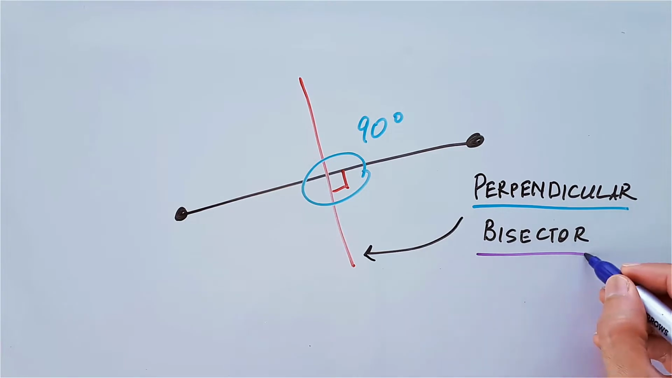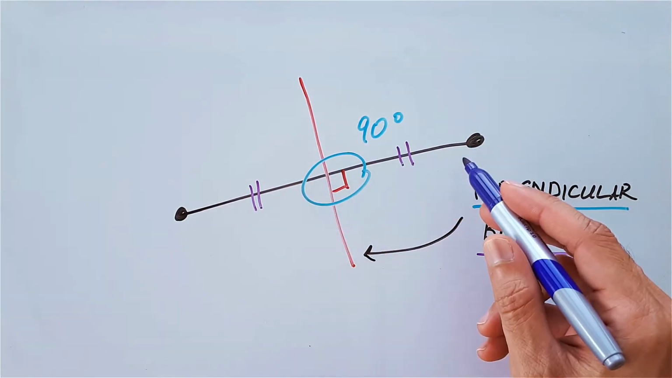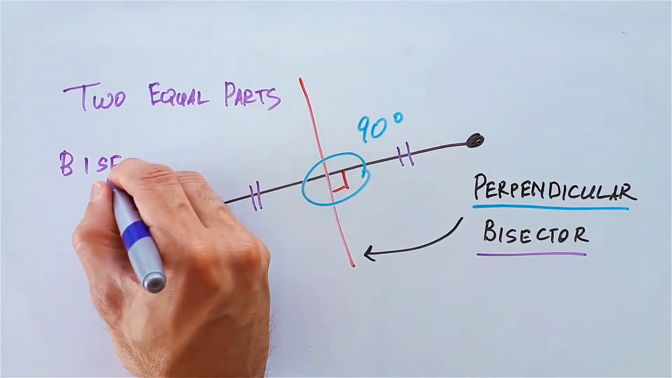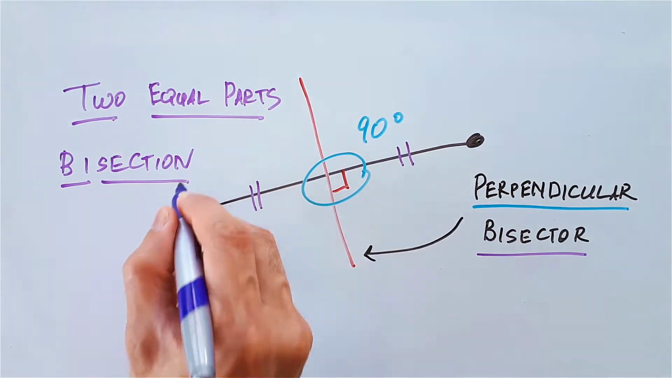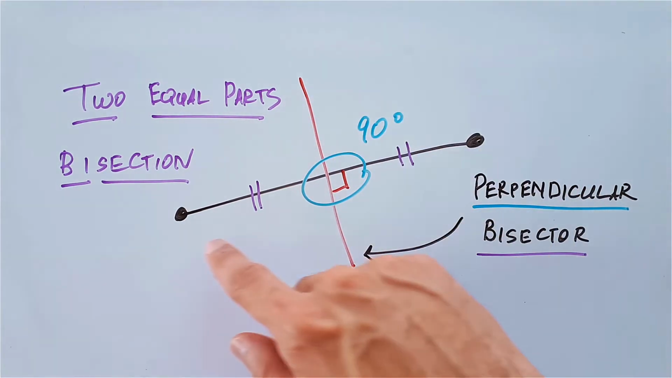As for the word bisector, it is the act of splitting something into two equal parts, just like we did with our black line. The bi means two and the sector means parts, so you create a bisection using a bisector. Today we'll look at how to create a perpendicular bisector between 2 points.